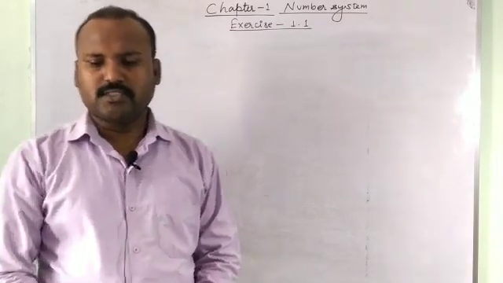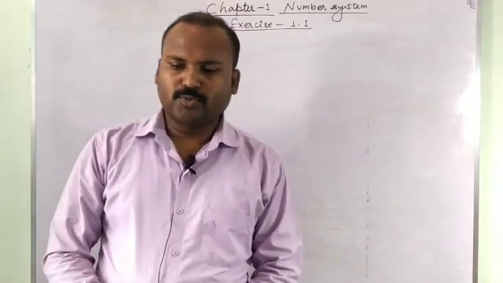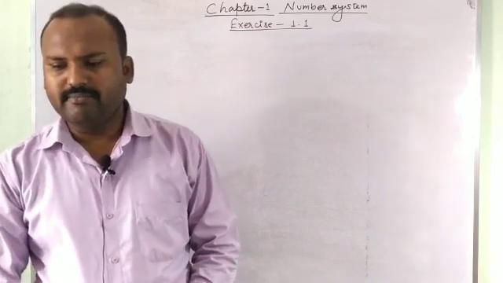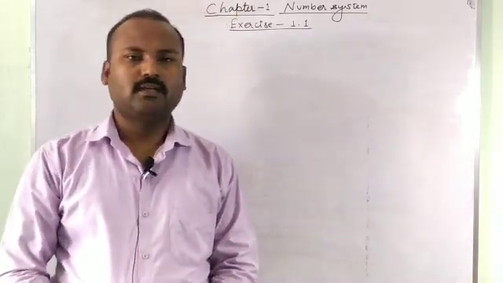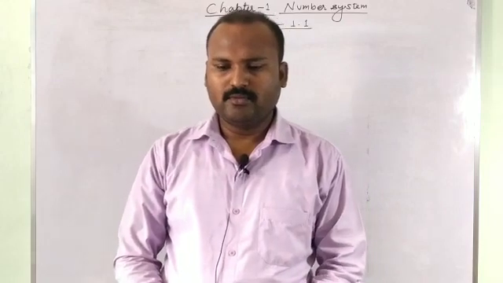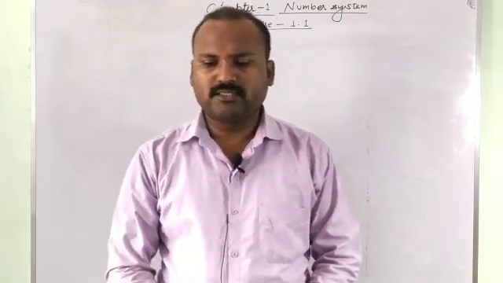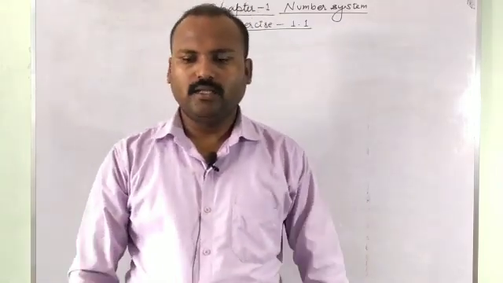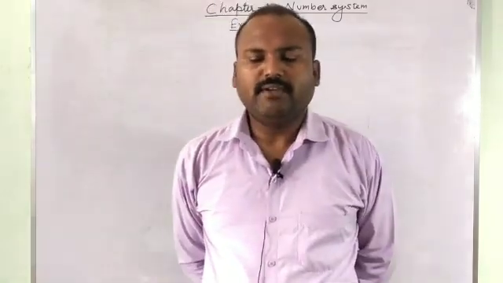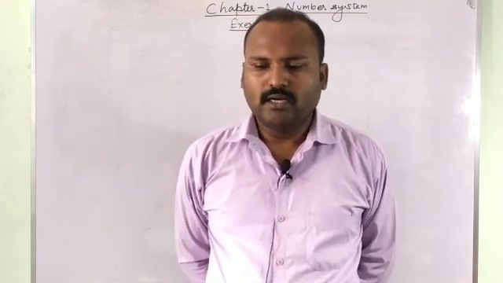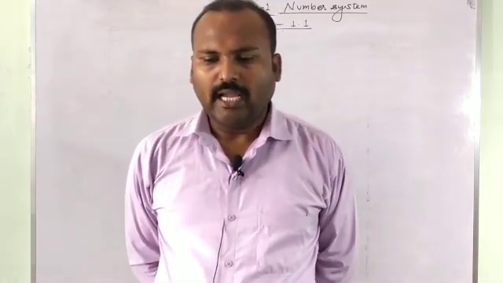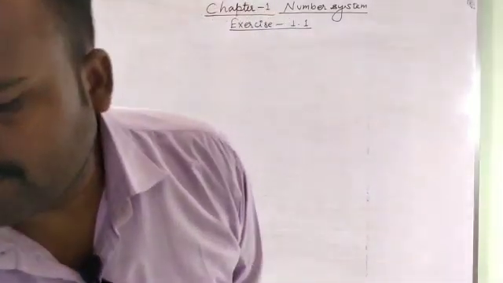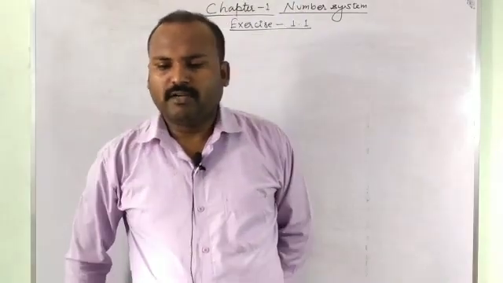Students, the next question, question number 4. The statement of the question is: state whether the following statements are true or false. Give reasons for your answers. There are 4 options given for this question. The first option is every natural number is a whole number. The second is every integer is a whole number, and the third is every rational number is a whole number. Only 3 options are given. Which option will be correct?